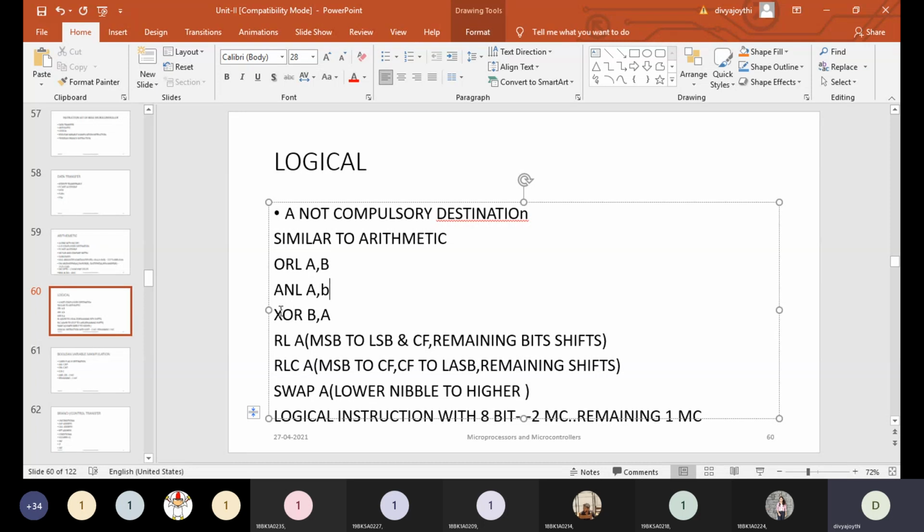And look at the next example, XOR B comma A. Here A is the source and B is the destination. That means here usage of A is compulsory. If you are taking two registers, among those two registers, one register should be A, but A need not be the destination register. In logical instructions, A need not be the destination, but A should be used either as a destination or as a source.